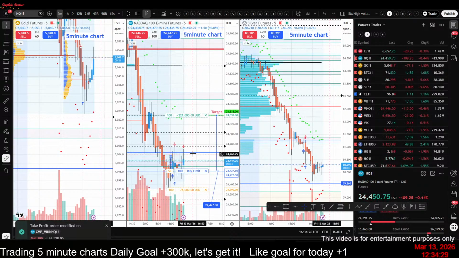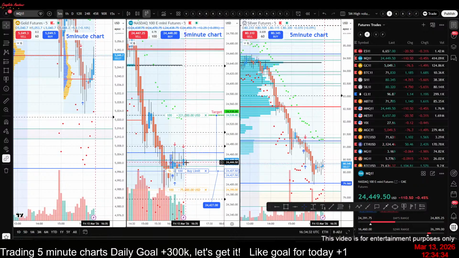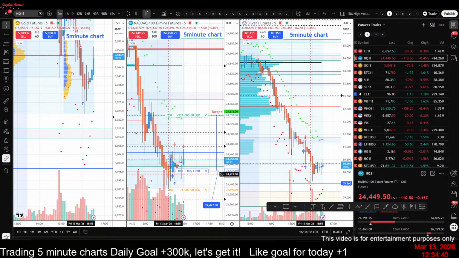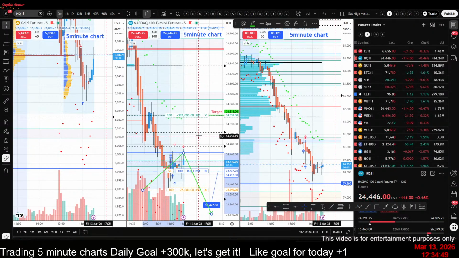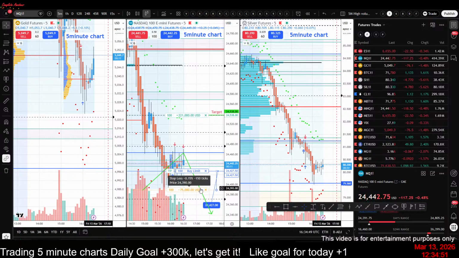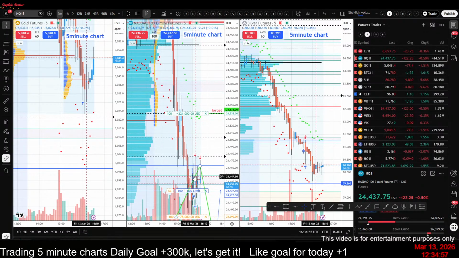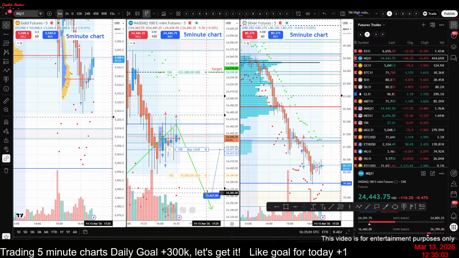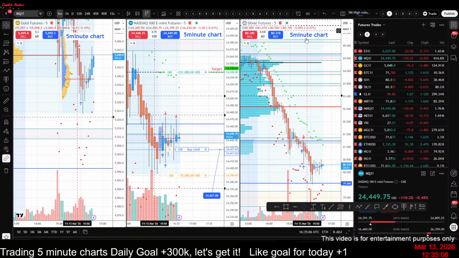So again, potentially a rejection of the value area low. We've gone up there, we've pulled back. Again, if I was taking continuation, this would be a potential setup in line with the overall trend to the downside. But that's not what I'm trading. That is not what I'm trading.